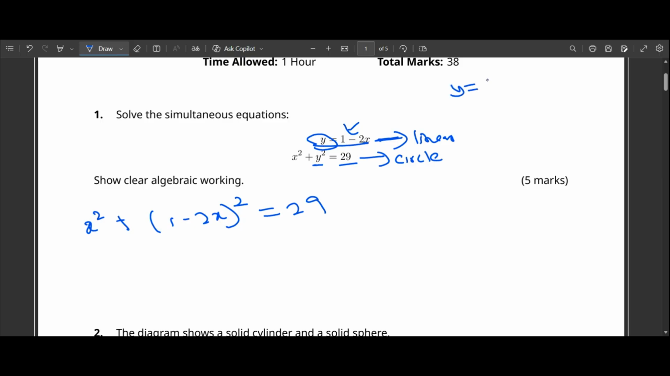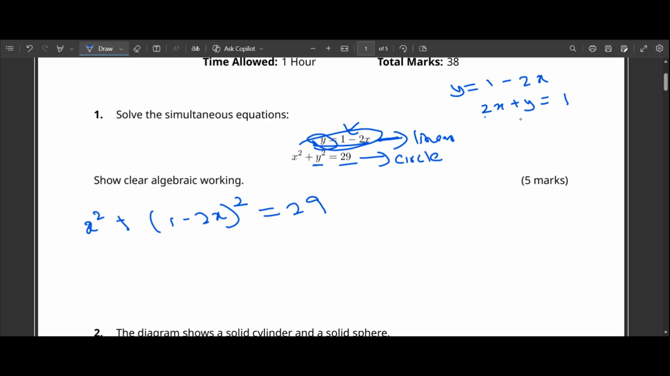For example, here I have made the paper like this, y is equal to 1 minus 2x. But in the exam sometimes they may give 2x plus y is equal to 1 instead of this first equation. So you shouldn't panic. What you have to do is substitute something for x or y in the second equation. So you have to make x or y the subject.